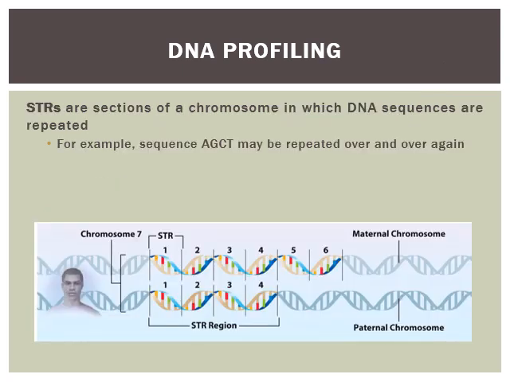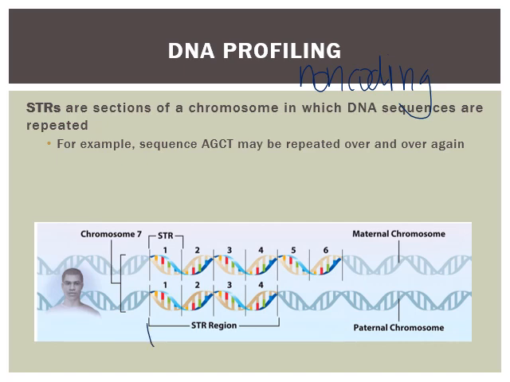And short tandem repeats are basically just a section of the chromosome in which the DNA sequences are repeated. And these are non-coding regions, so this is kind of important to know. They're non-coding, so it's kind of like the nonsense part of your DNA. It exists and it's there for a reason, but it's not coding any sort of protein. So it's not super important, but it's what makes you unique and what makes you different, among other things.